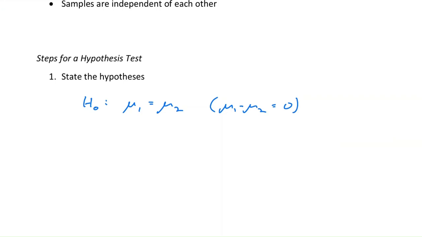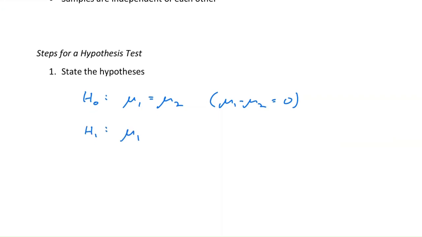And then for our alternative, again, as we saw previously, I might be asking, is the first mean less than the second mean? Is the first mean greater than the second mean? Or are the means just simply not the same? Oops, that should be a 1 here. So those are the three different alternatives that we could have.